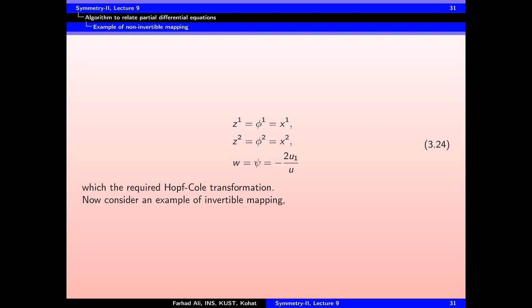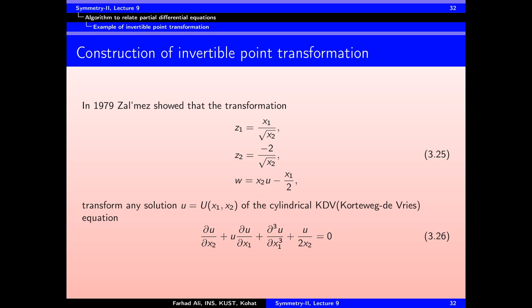And how did it happen? It happened because of the mapping between the spaces. And how is the mapping defined? The mapping is defined because of the symmetries of the given differential equation and the target differential equation. So the whole goal is to solve the Burger equation. Here is an invertible transformation.